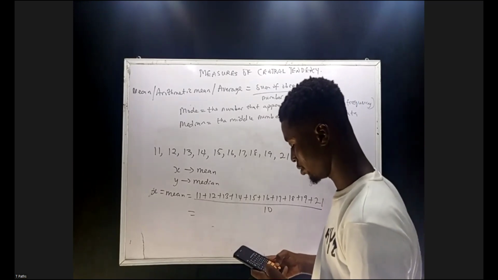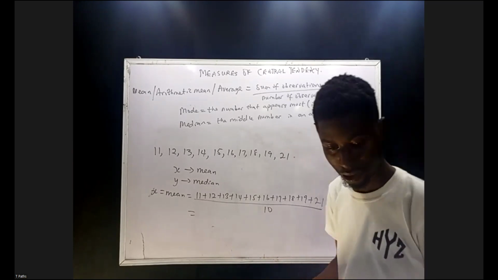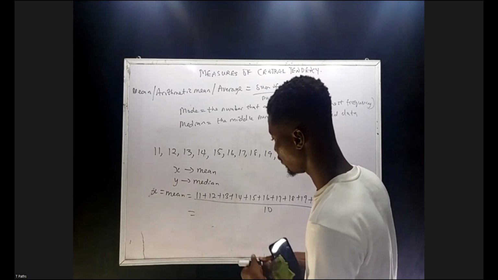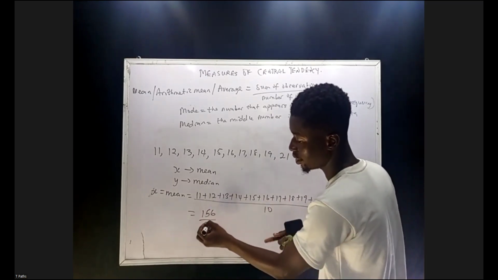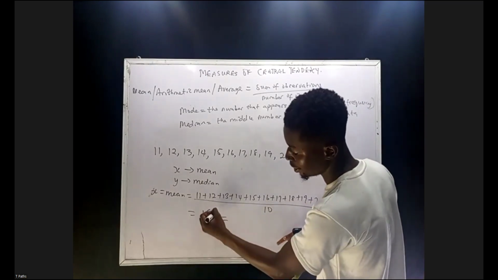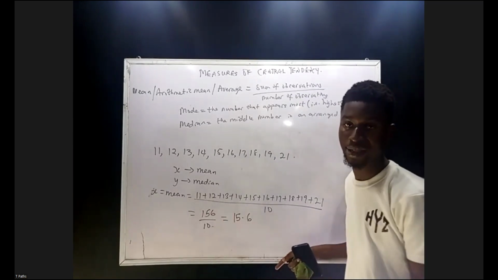So 11 plus 12 plus, okay, so it's what? 156. 11 plus 12 plus, this addition of all of this is what? 156. Divided by what? Divided by 10, right? So what will that give me? Divided by 10, we move the decimal point towards the back. That's 15.6. This is it.